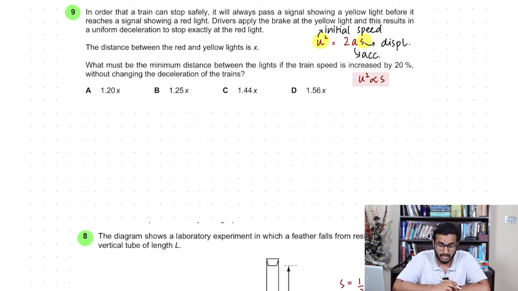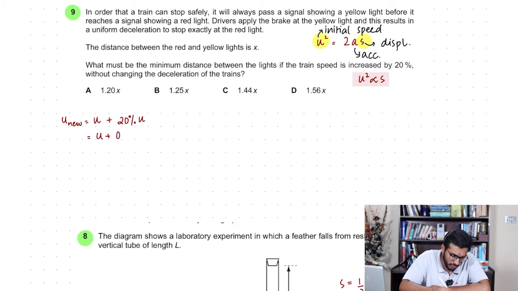But before going into this, I need to find out what is a 20% increase in speed. You can simply do maths over here. You can say that the initial speed was U at the start. So if I increase it by 20%, add 20% in it. My new speed is going to be U plus 20% of U. 20% is 0.2, that is 20 upon 100. So it's 1.2 U. My new speed is 1.2 times U.